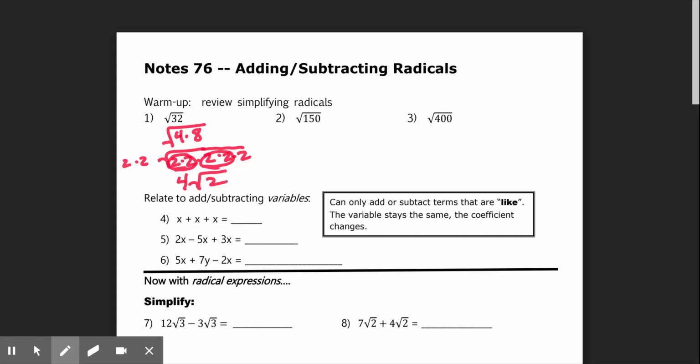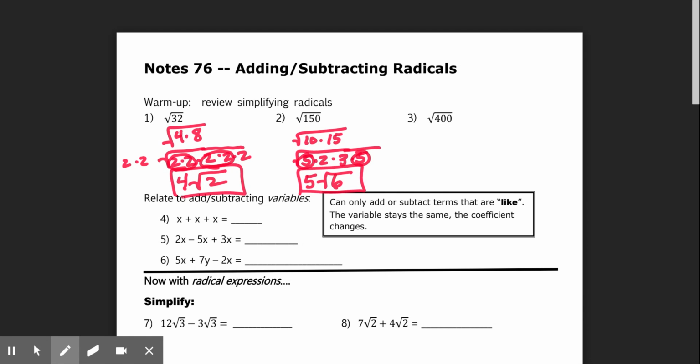For 150, I'm going to use 10 and 15. So 10 breaks down into 5 and 2. 15 breaks down into 3 and 5. So I have a pair of 5s I'm going to pull out. So I have 5 square roots of 2 times 3 is 6. Let me box these in just so you'll see.